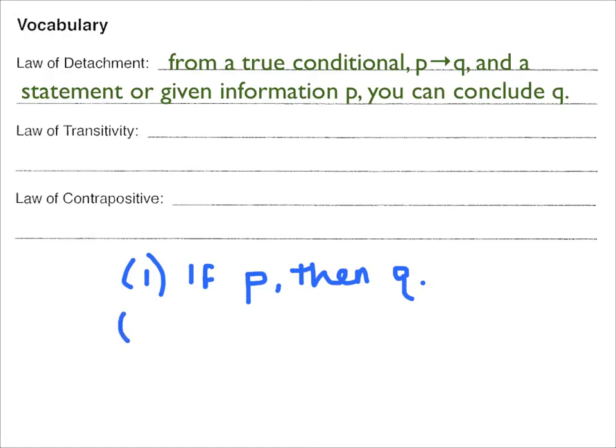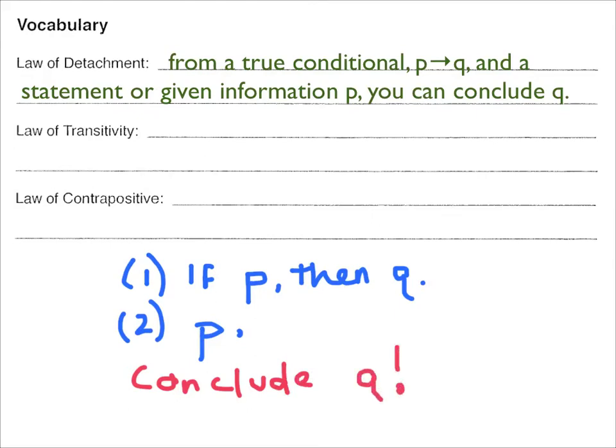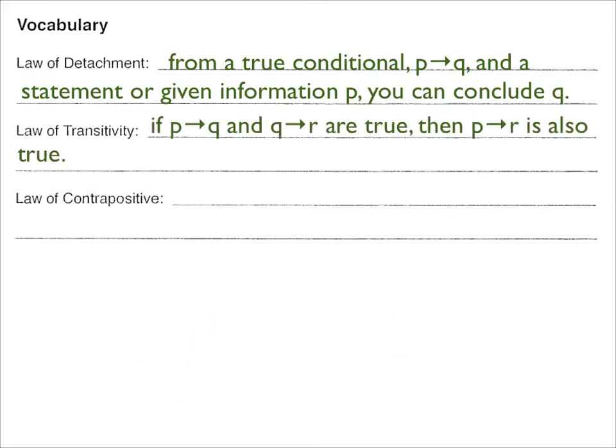The second statement is not going to be a conditional. It's not going to be an if-then. It's going to state P. Okay? When that's the case, you can conclude Q. Okay? The next one says, and this is a little bit trickier, you guys.